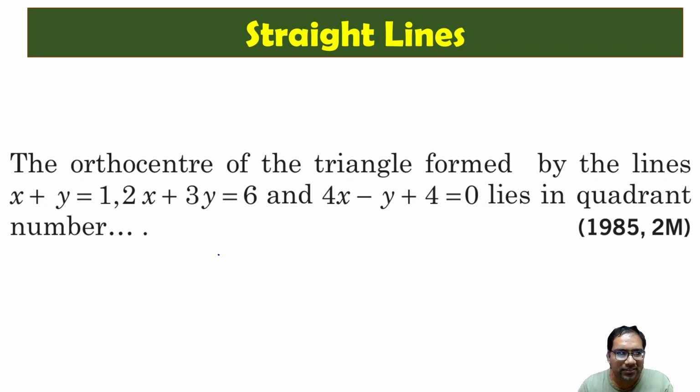We are given three lines: x plus y equals 1, 2x plus 3y equals 6, and 4x minus y plus 4 equals 0. Then, where does the orthocenter of this triangle lie?